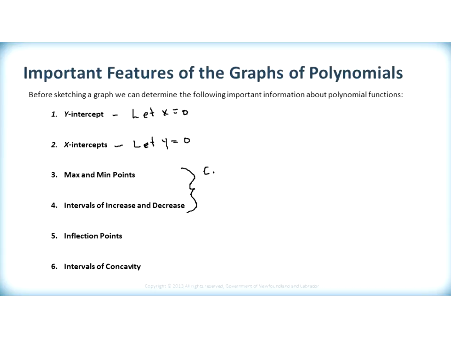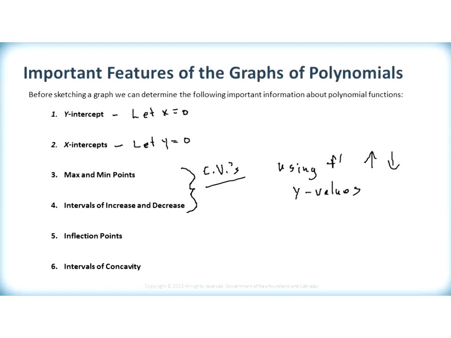To get maximum and minimum points and our intervals of increase and decrease, these go together, we need to look for our critical values. And once we have our critical values, what we need to do is look at our first or second derivative test, or what we can do is just look at intervals of increase and decrease by using f prime to determine where we're increasing and decreasing. And after we got that, we just need to get our y values for those points as well.